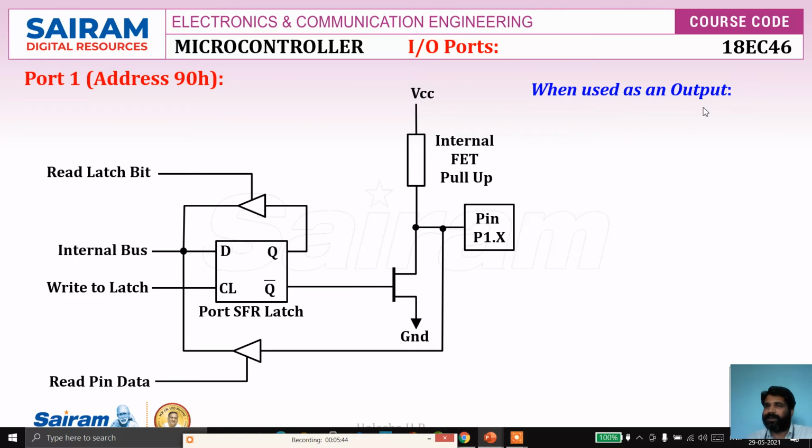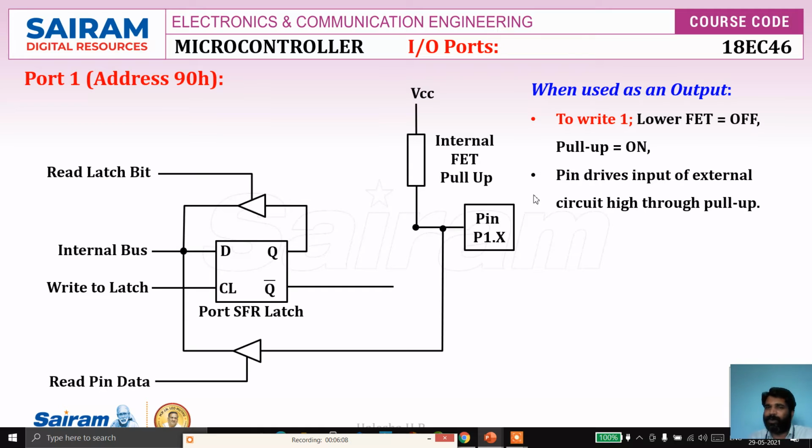When it is used as an output, again to write 1 to the pin. I mean, in the previous case we read the pin, here we write the pin. Output means we write the data. So to write 1, we make D equal to 1, again Q is equal to 1, its complement is 0, that makes the lower FET off, but the upper FET is on. Upper FET is on. So the pin drives the input of the external circuit through the pull-up resistor.